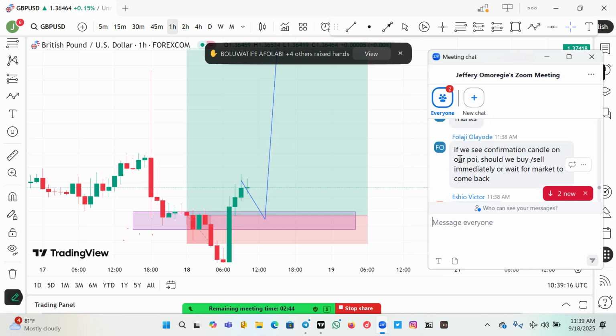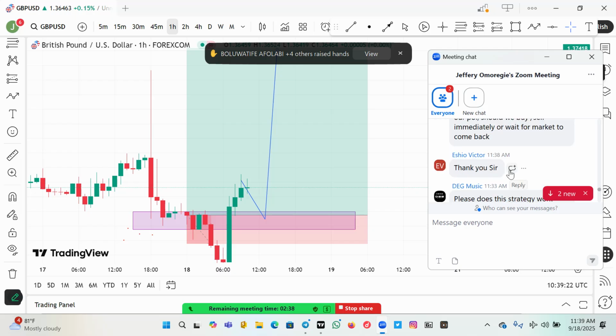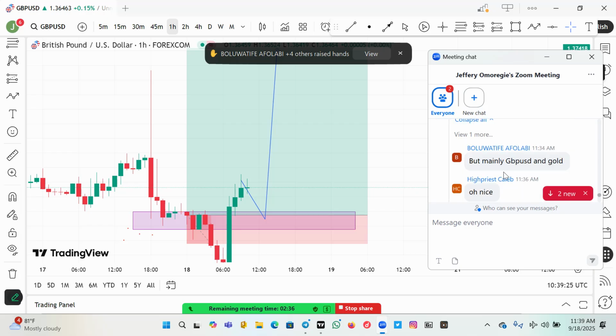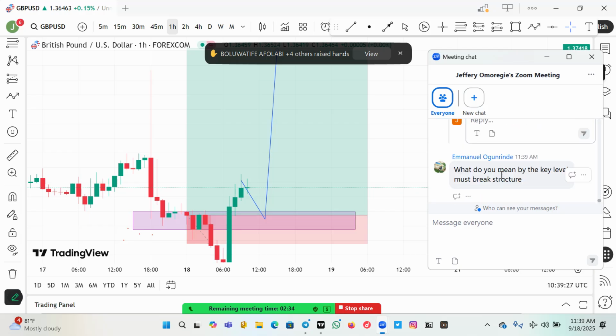If you see a confirmation candle on our POI, should we buy or sell immediately the market comes back? You are taking a buy because the market is in an uptrend. So I think I've answered all questions.